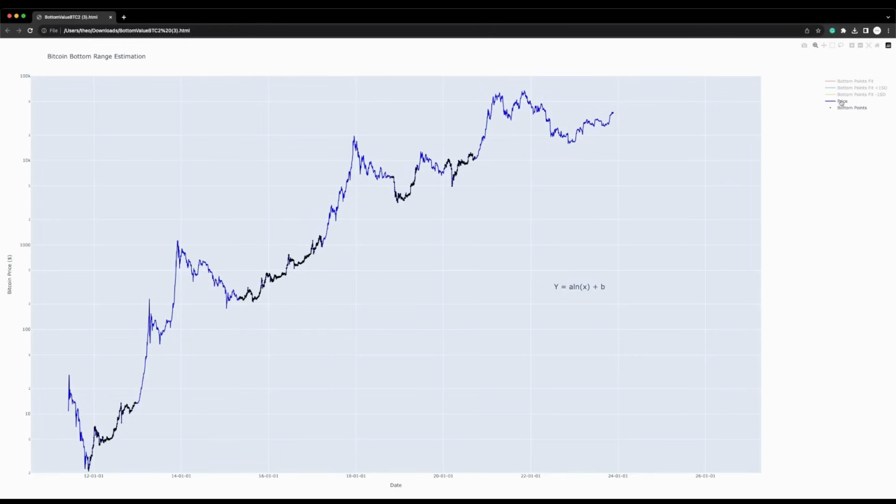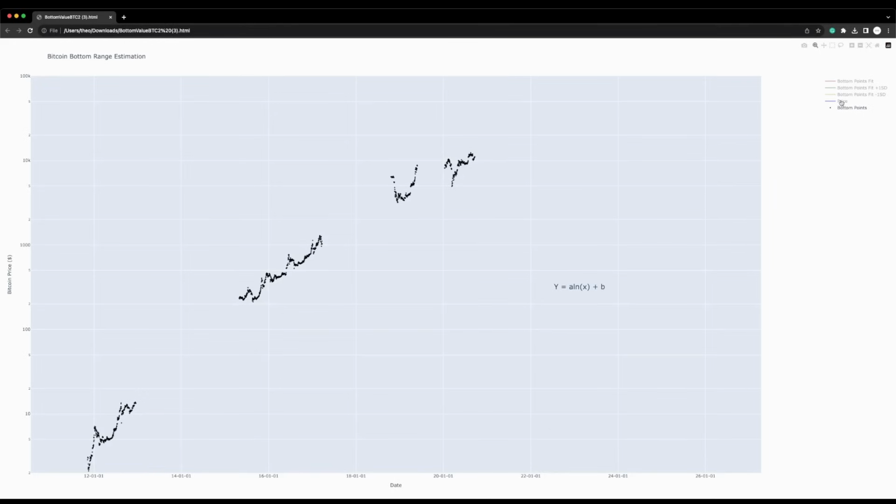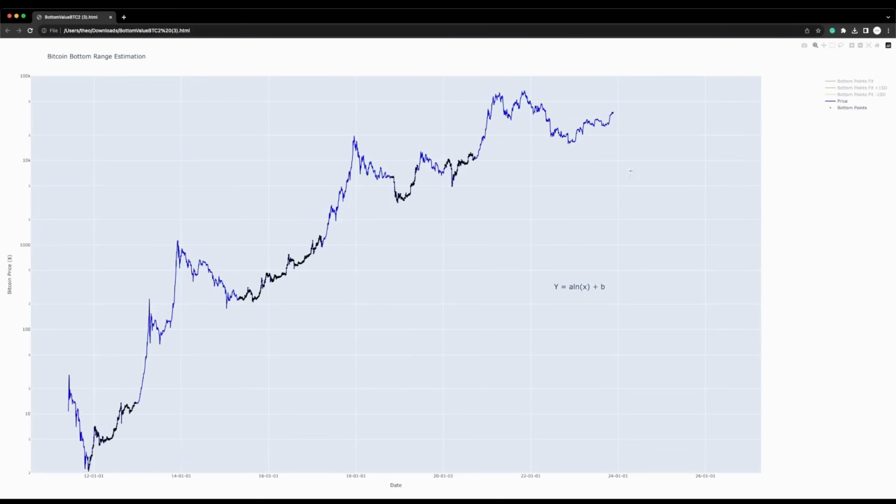By hiding the price, we may be able to see the trend of this bottom range of Bitcoin, and it seems that it follows a logarithmic function. Bringing back the price, it's important to note that our last data point for training our model and creating the regression function is up until September 2020.